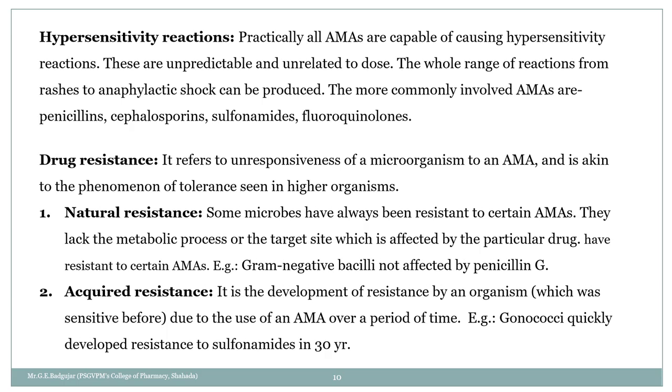The second type is acquired resistance, which is development of resistance by an organism due to the use of an antimicrobial agent over a period of time. For example, gonococci quickly developed resistance to sulfonamides in 30 years. So resistance developed by a microorganism due to repeated use of that drug, due to repeated exposure to that drug. The bacteria make some changes in their structure or functions and resist the effect of that drug. Such type of resistance is known as acquired resistance.